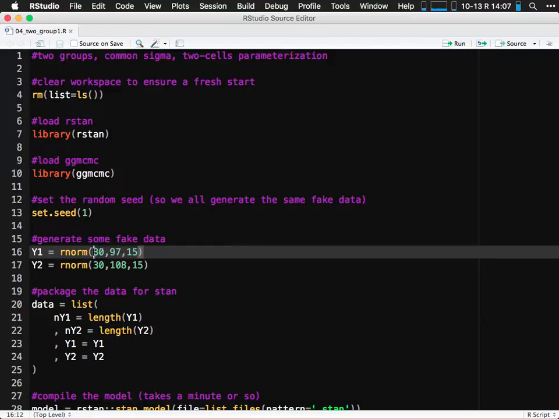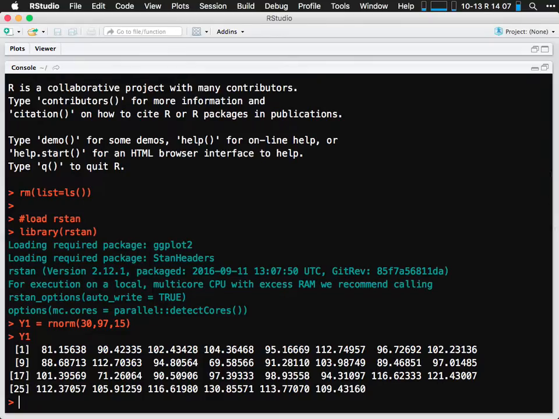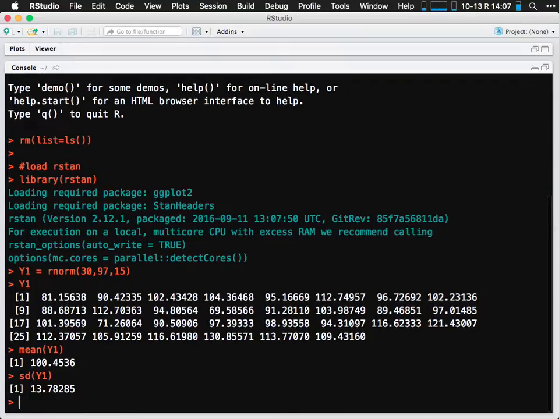So this is creating 30 observations from one group whose true population mean is 97, and true population variability, standard deviation, is 15. That's going to be in Y1. But this is a sample, so even though the true population mean is 97, if we look at the mean of this group, it may be a little different from 97. Indeed, it's at 100.4. And the standard deviation of this sample is not precisely 15, it's 13.7. So again, these are the population values.